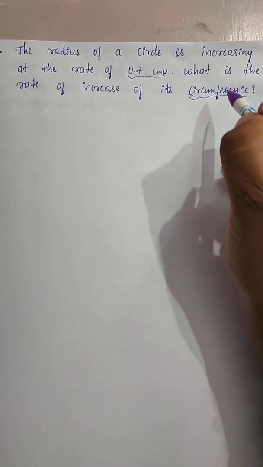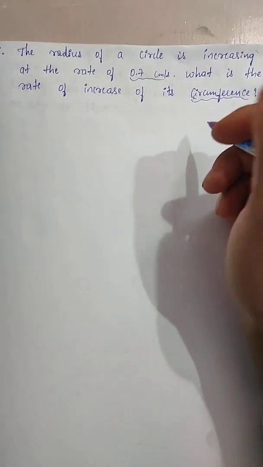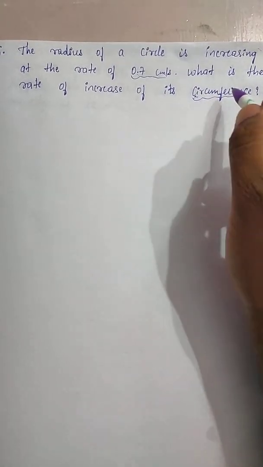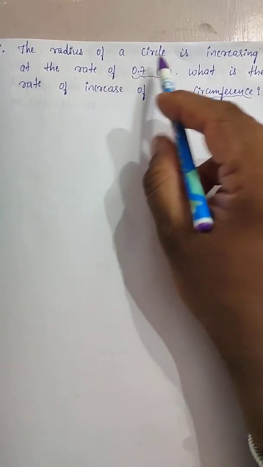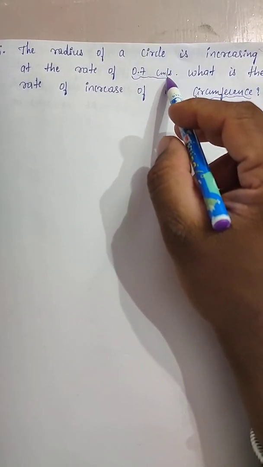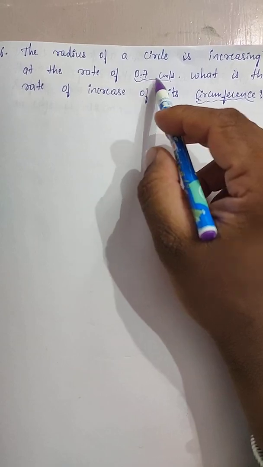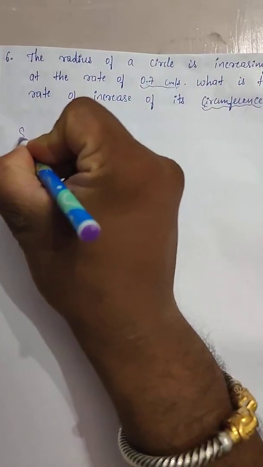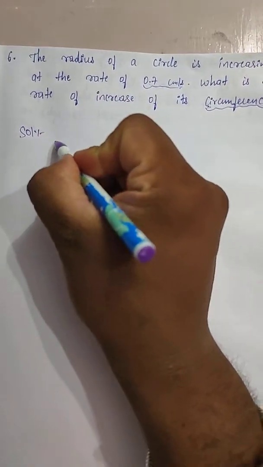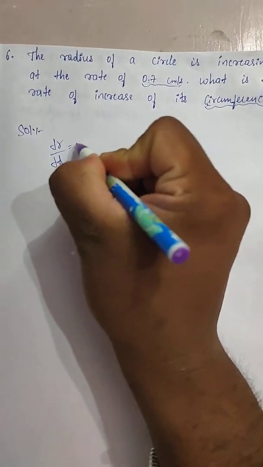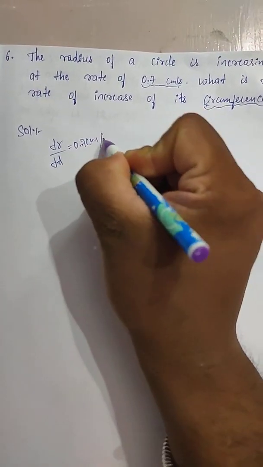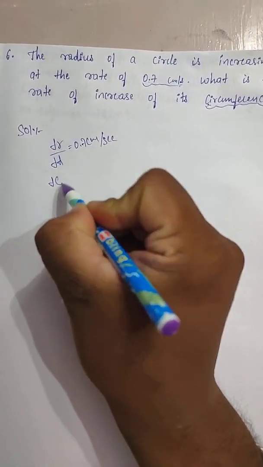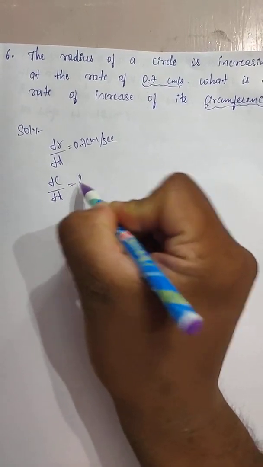In the given question, whatever they give, we want to write that formula. If the area is given, you write the area formula. If the circumference is given, you write the circumference formula. The radius is increasing at the rate of 0.7 centimeter per second, which means the radius is changing with respect to time. Per second means time. Now write dr by dt is equal to 0.7 centimeter per second. What is the rate of increase in circumference? That means dc by dt is equal to question mark.